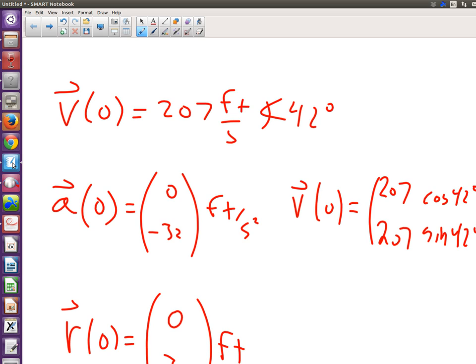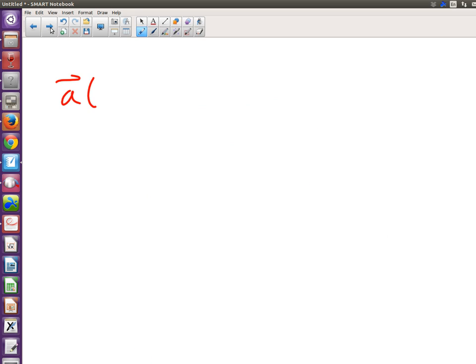Part B. Write A of t, V of t, and R of t. So these are like initial conditions at t equals 0 for the acceleration, for the velocity, for the displacement. Can you use that to figure out A of t, the acceleration for all time, V of t, the velocity for all time, and R of t, the position for all time? Well, let's see. Is the acceleration going to change?